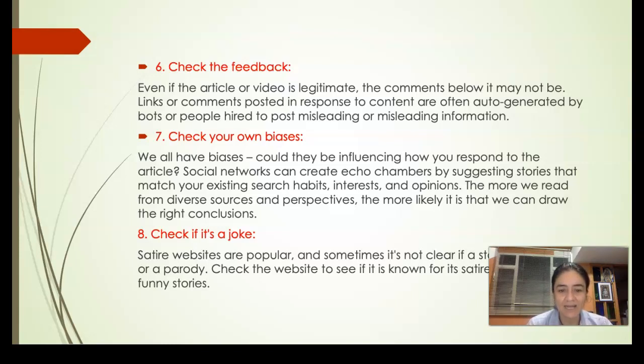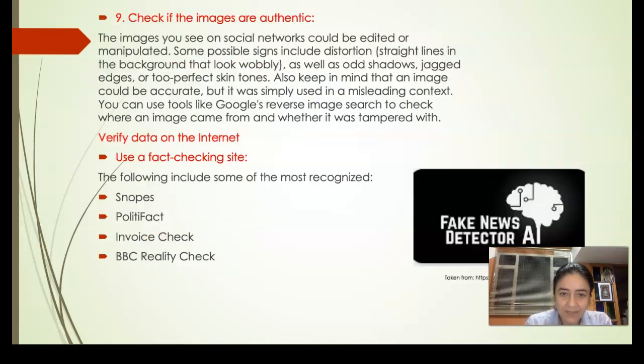Okay? The other is to check if it's a joke. Satire websites are popular, and sometimes it's not clear if the story is just a joke or parody. Check the website to see if it's known for its satire or creating fake stories. Okay? The other is to check if the images are authentic.